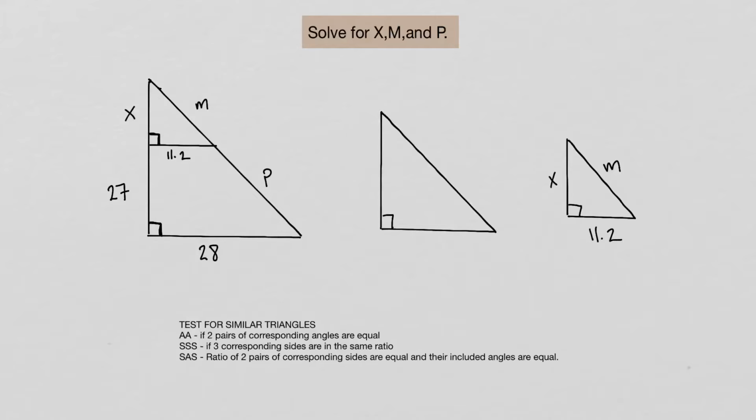Okay, here's the small triangle. Here's the large triangle. The bottom is 28. The hypotenuse for the large one is going to be m plus p. The left-hand side is going to be 27 plus x. Because of the sides here, m plus p for the large one, x plus 27. And we also note that these corners here are shared. Both triangles share this corner.